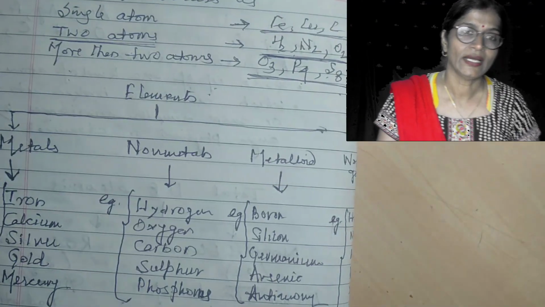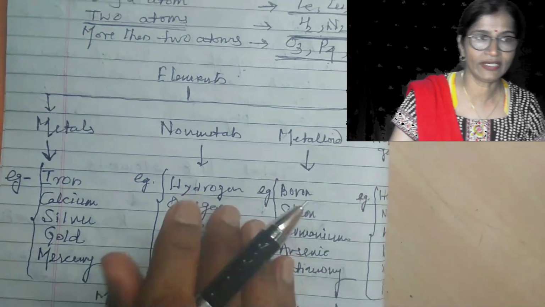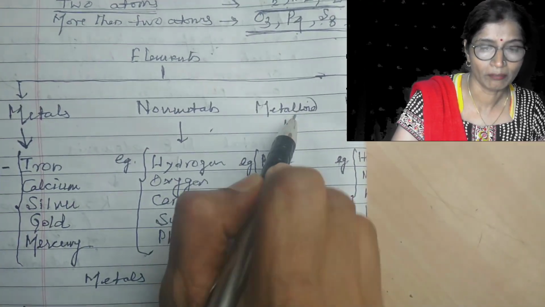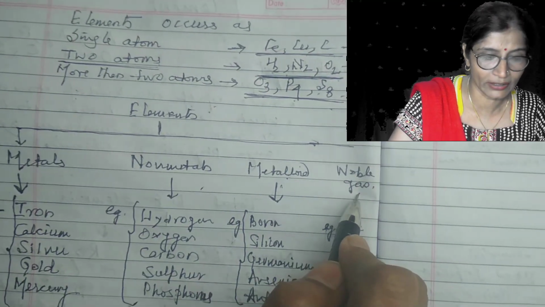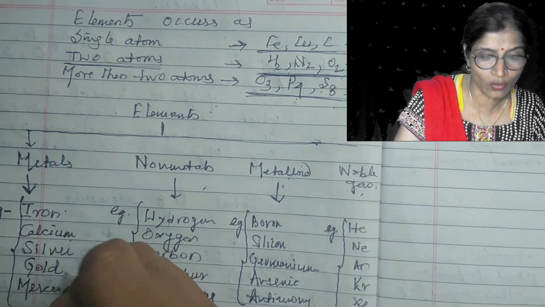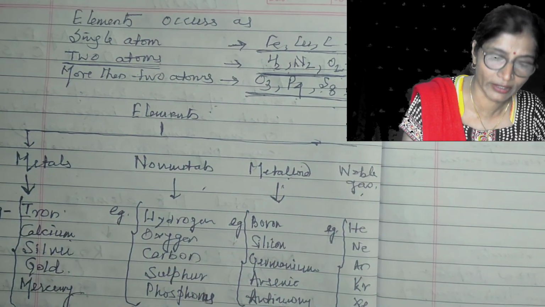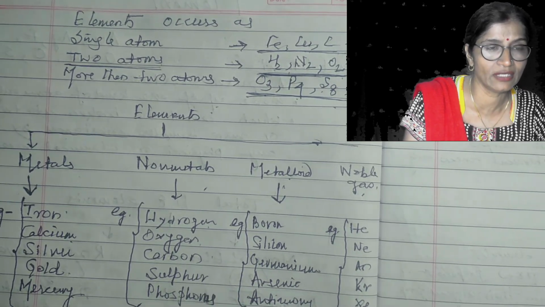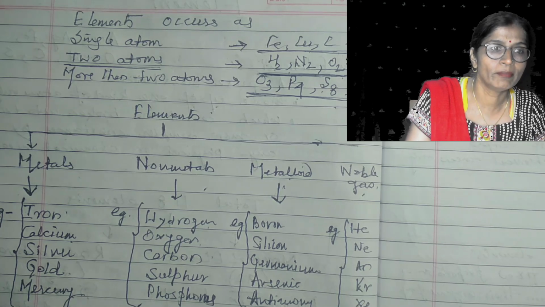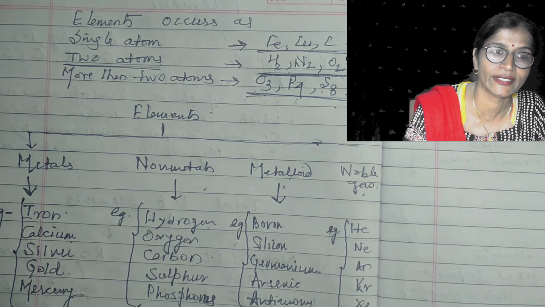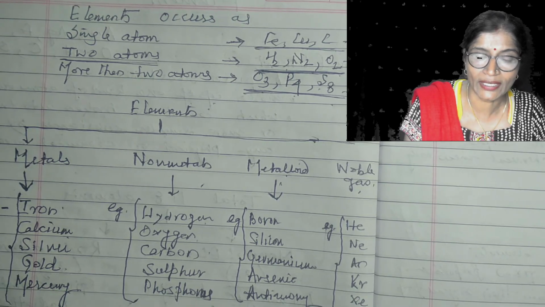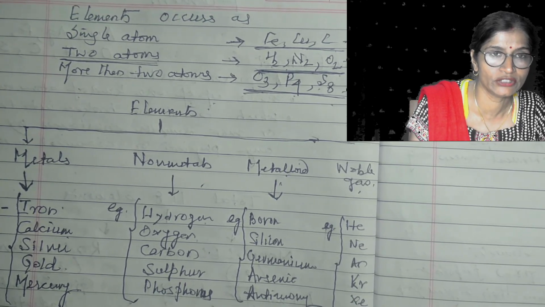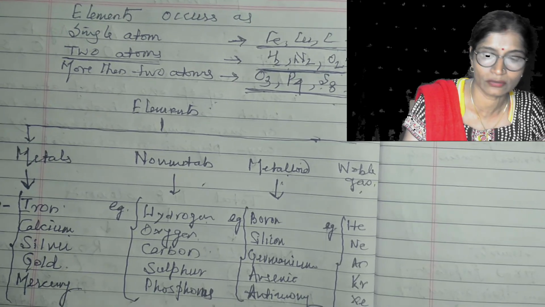Now next is that elements can be classified as metals, non-metals, metalloids, and noble gases. Iron, calcium, gold, mercury, all these are metals. While hydrogen, oxygen, carbon, sulfur, phosphorus, all these are non-metals. Boron, silicon, germanium, arsenic, antimony, bismuth, all these are metalloids. And helium, neon, argon, krypton, xenon, radon, all these are noble gases. You have heard about the noble gases.